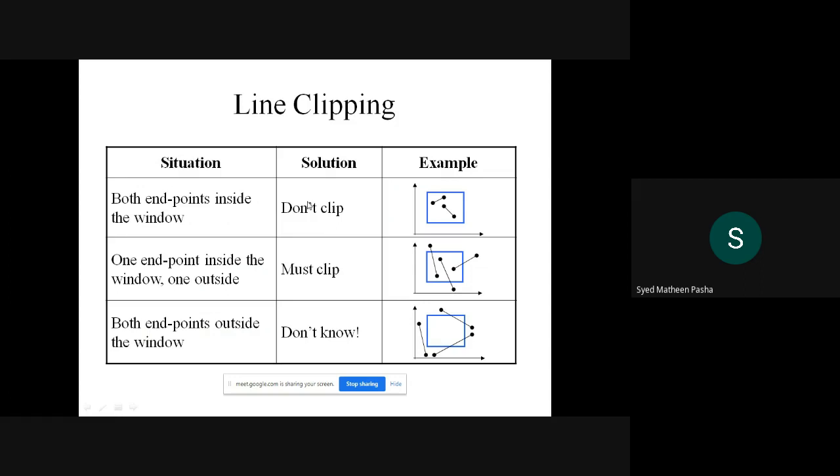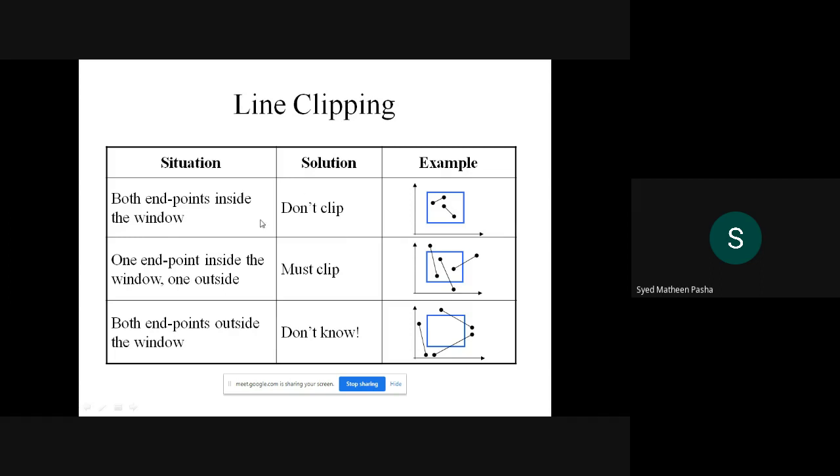There are some solutions with respect to each case. As I told, there are three different trivial cases. We'll check out some of the situations, solutions, and examples for those cases. In the first case, both endpoints are inside the window. Check out the example. Both endpoints of that particular line are inside the window. At that time, what should we do as the solution for that situation?